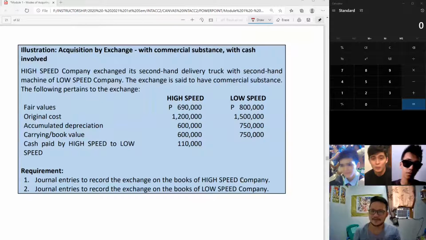Okay. So guys, let's proceed to our next illustration. This time with commercial substance and we are involving cash. Okay, rules. If you are the one paying, the amount paid is added to your cost of the asset. But if you are the ones receiving the cash, the amount you receive will be deducted from the cost of the asset.